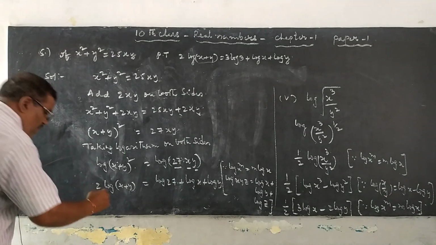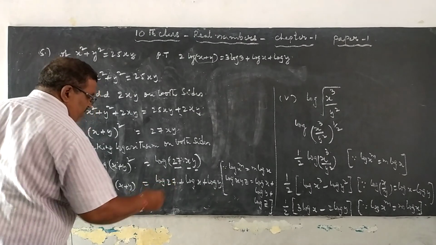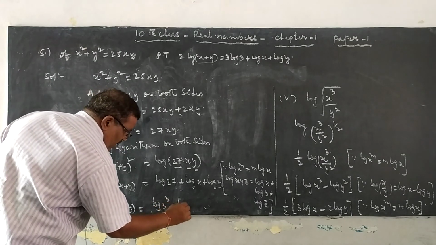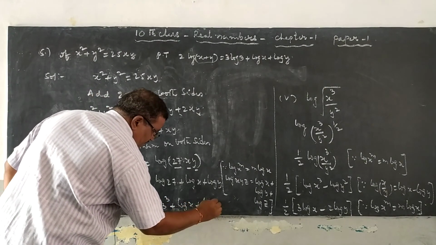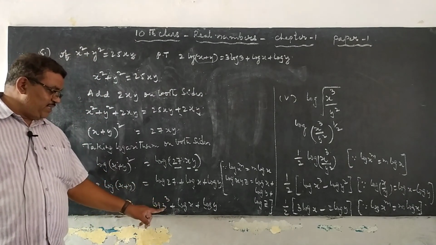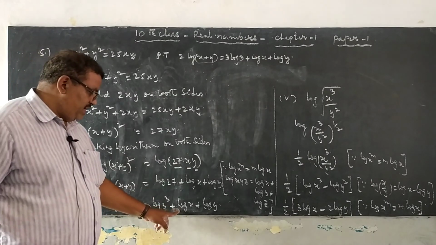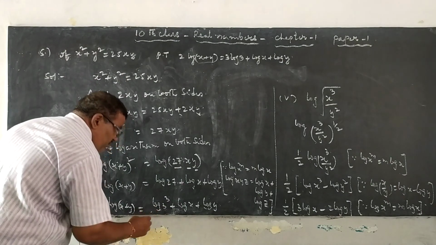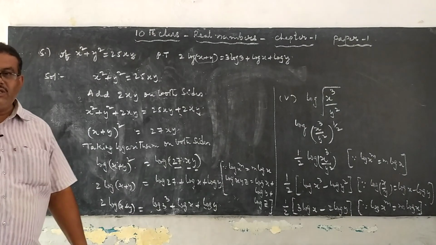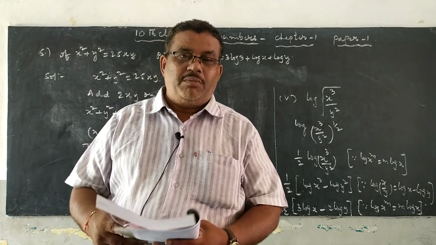So 2 log x plus y is equal to log 27, which can be written as log 3 cube, plus log x plus log y. Here log 3 cube can be written as m log x, that is 3 log 3 plus log x plus log y. So this is the solution of this fifth problem. In this way we have to solve the fifth Roman problem.